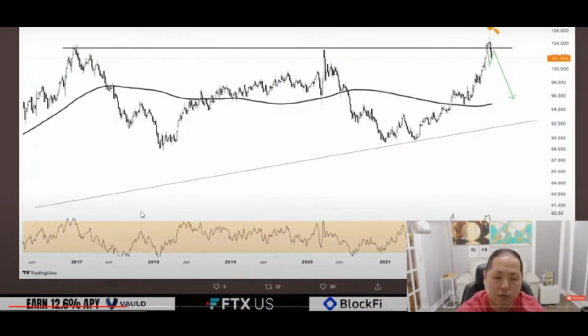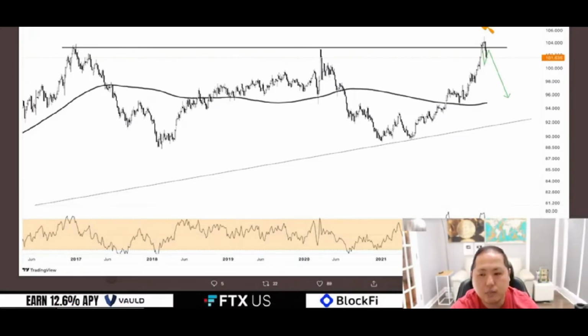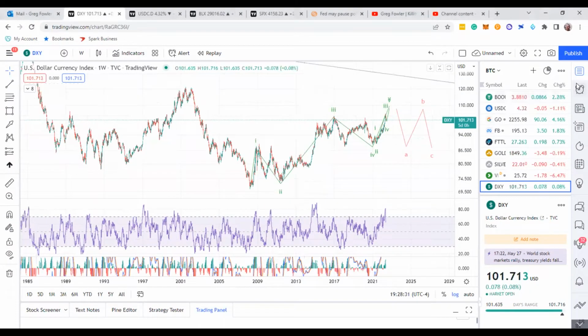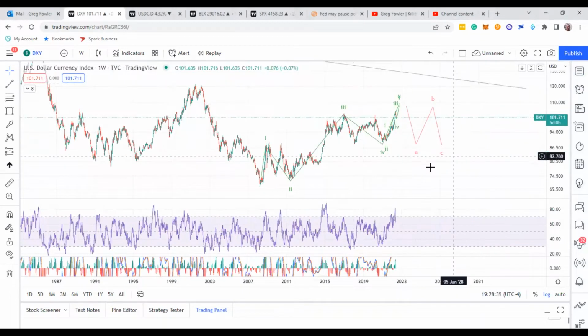Against a lot of other foreign currencies, and it is on the downtrend now. It has peaked out around 105, just like previous times when Bitcoin was at a bottom basically. It started to reverse.